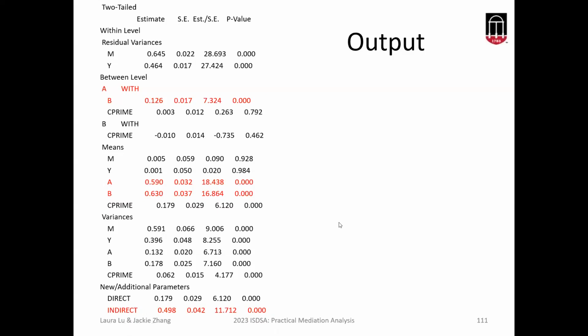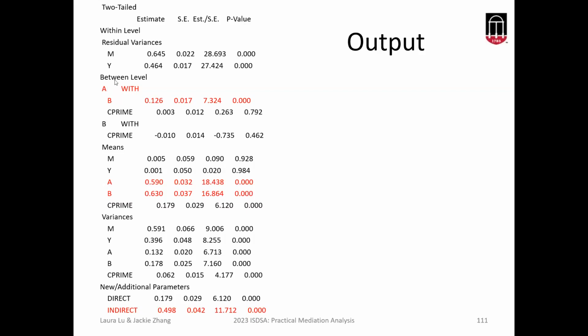Let's look at the output. We have the within level and the between level. Within level, residual variance, because we have M and Y. These are two dependent variables: residual variance of M and Y. Between level, A with B, what does that mean? This is the covariance between A and B.